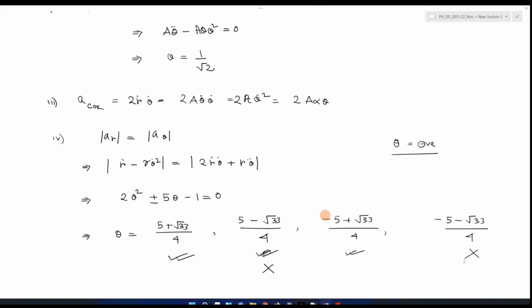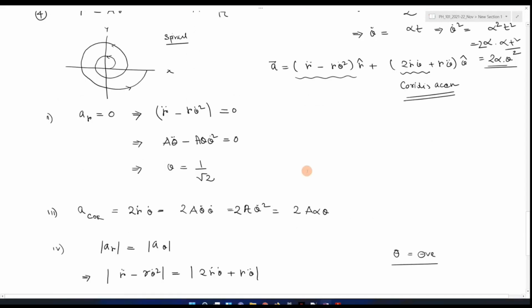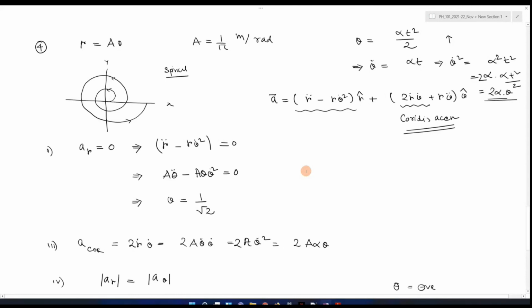Bhaiya, can you explain these graphs, like r and theta? We draw a spiral graph, r equals a theta. Can you explain how we draw between r and theta? Between r and theta, it would be very simple, right? If you plot r against theta, it should be a straight line because r is proportional to theta.